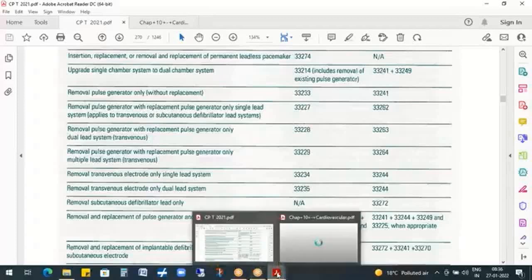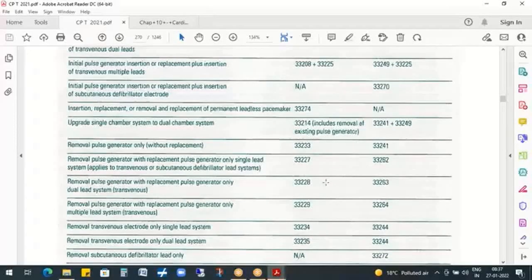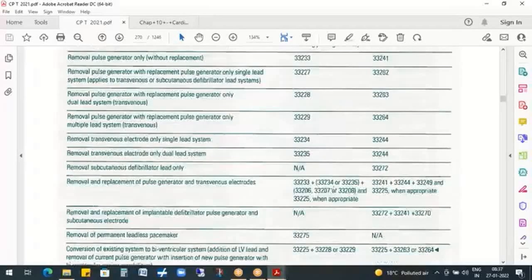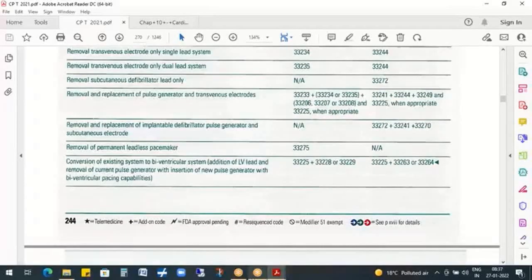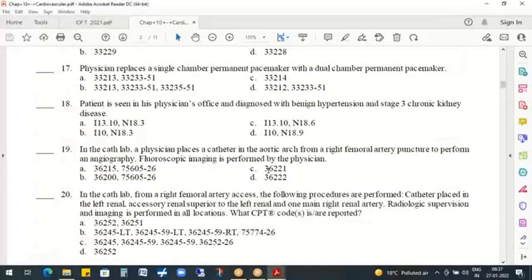I'm going with the table, sir. Replacement of permanent leadless pacemaker. I'm thinking some add-on code may have some series. Where is it in that 3327? In the tabular list, sir. I'm going with just the tabular list. But insertion, replacement, see, of before. In the options there is no 33274. From where have you coded 33274 then? We need to look it up. First we need to look into the options. Where is that option? No option.